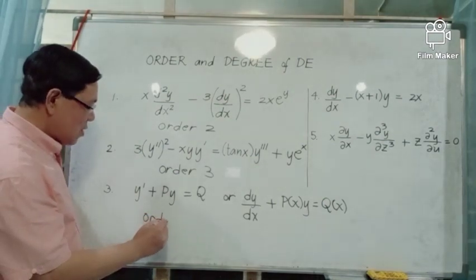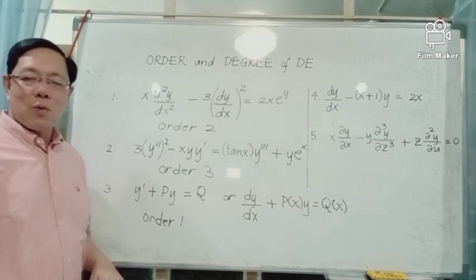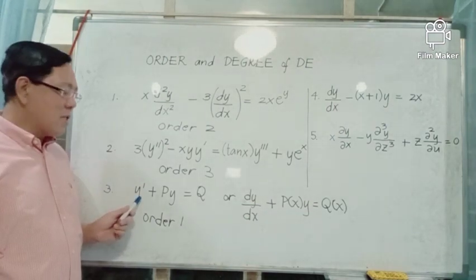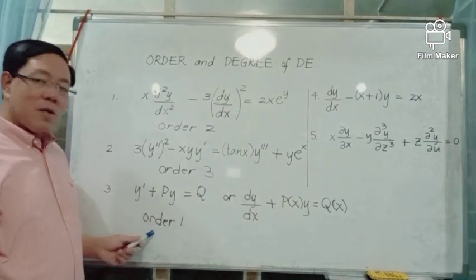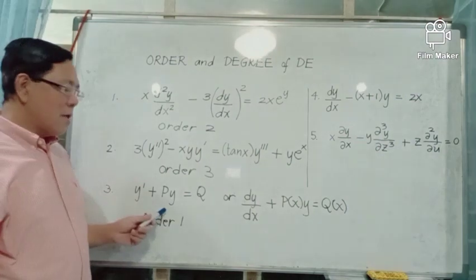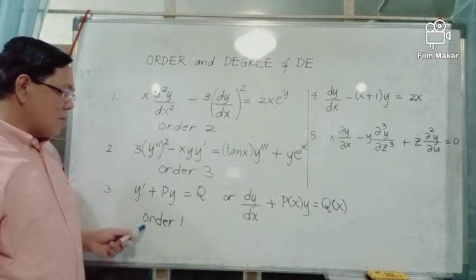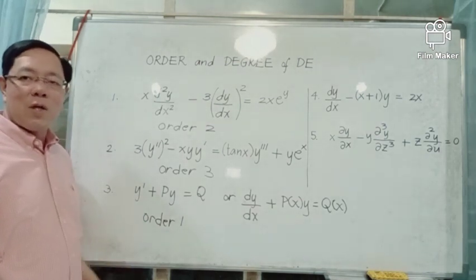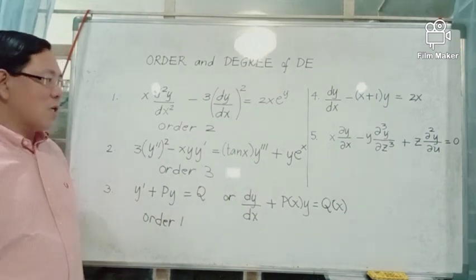The differential equation in example 3 is a differential equation of order 1. Or we say that this linear differential equation in y is a first order linear differential equation. We also say that this differential equation in number 3 is a first order linear ordinary differential equation.